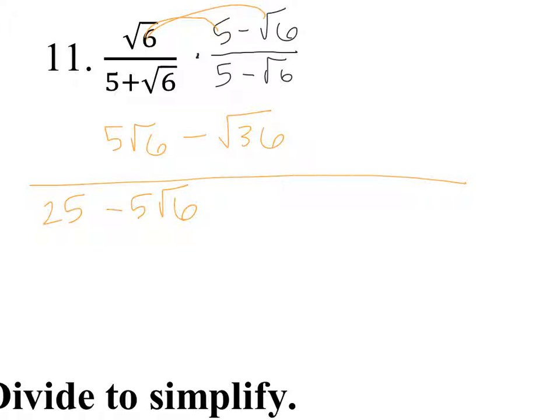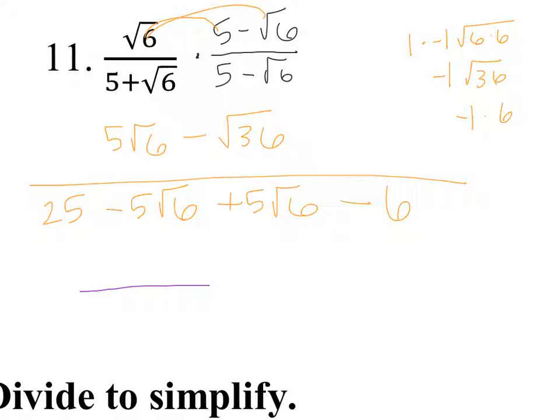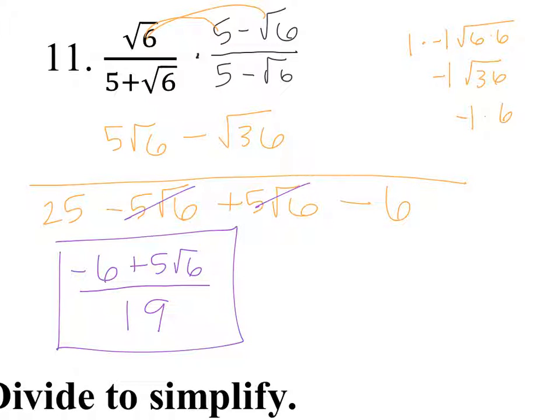My inside is 5 times positive 1, and I still have my square root 6. My last is positive 1 times negative 1, square root 6 times 6. So that becomes a negative 1, that becomes square root of 36, that becomes a negative 1, 6, so this is like a subtract 6. I can simplify the top. This would be a negative 6, square root of 36 is negative 6, plus 5 square root 6. These two cancel. 25 subtract 6 would give me 19. That's my final answer.